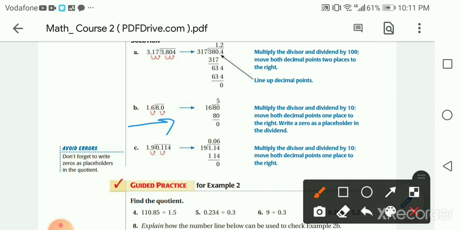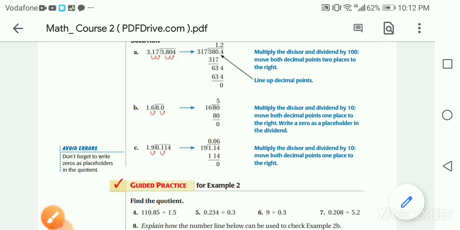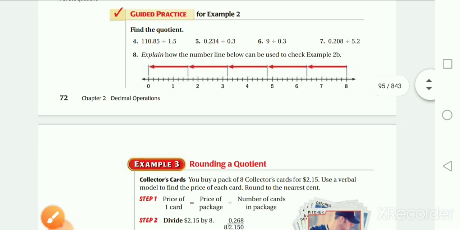This is number B. I have 1.6 and 8.0. Okay, 1.6, what should I do? Multiply by 10. So 1.6 will be 16 and 8.0 will be 80, right? So 80 divided by 16. I say 5 times 16 will give me the right answer, 80. So the answer here is 5. Is it easy now? I think it's easy now.